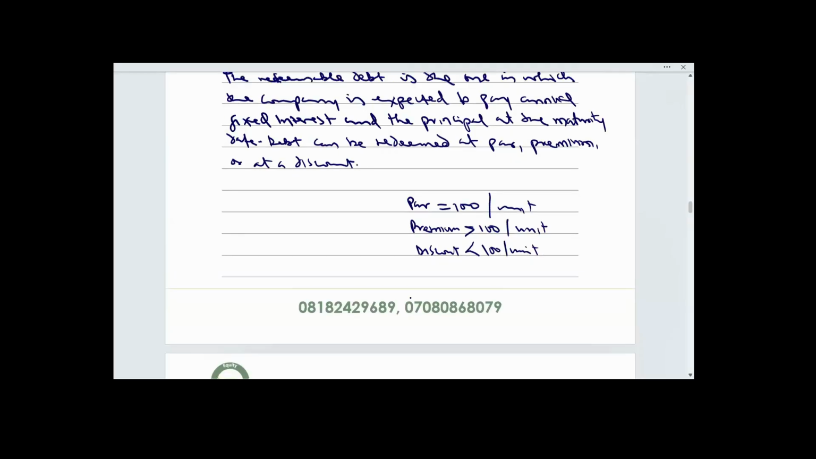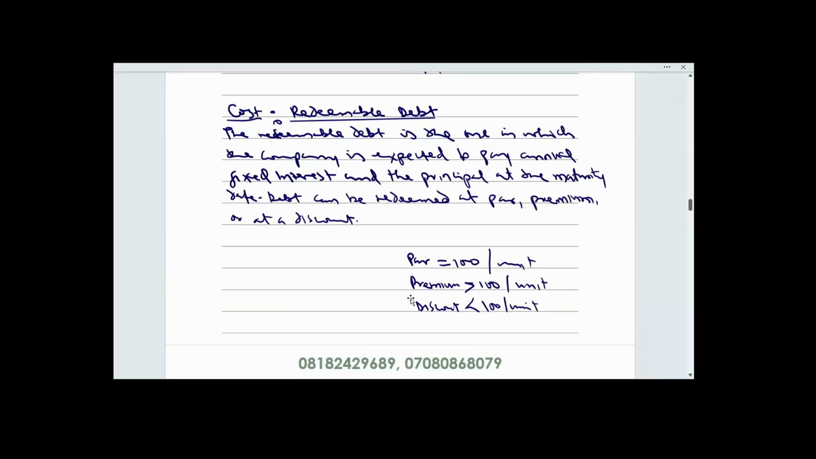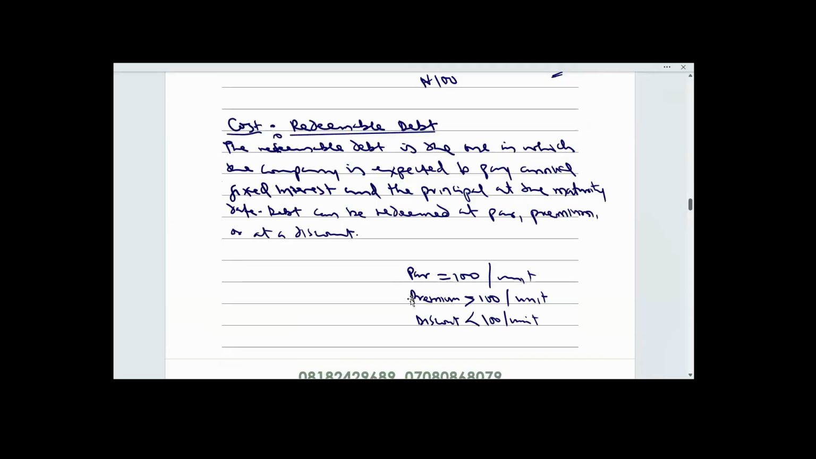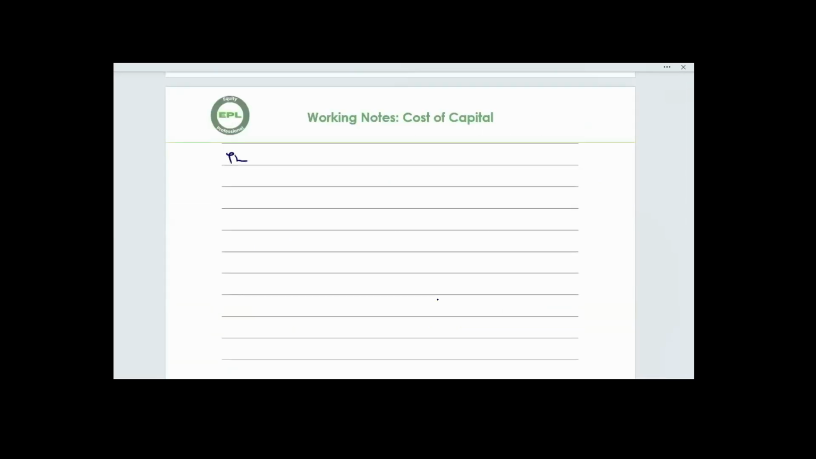Now, what do we mean by cost of redeemable debt? The cost of redeemable debt, let me write it.